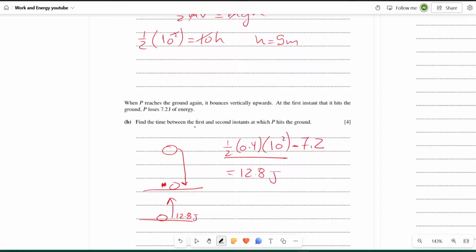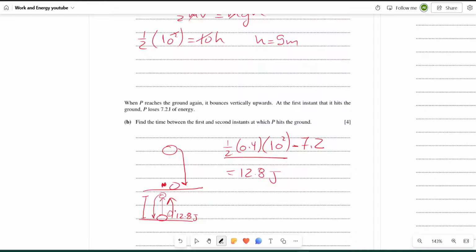So the question wants the time between the first and second instance at which P hits the ground. So it wants the time from the first bounce, literally this position over here, it's going to go back up again. However, it's not going to go to 5 meters because it lost some energy, right? It's going to go back up and then back down again. And the question wants the time as it goes up and down. So how do we need to do that?